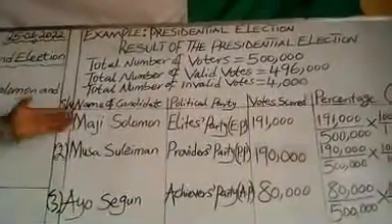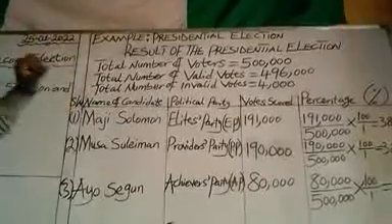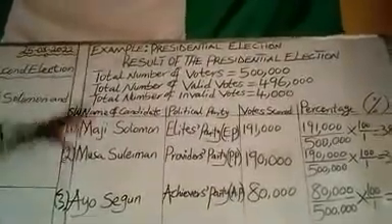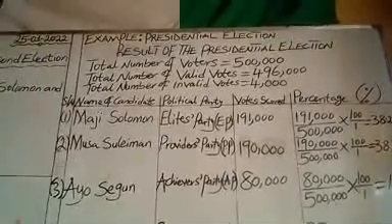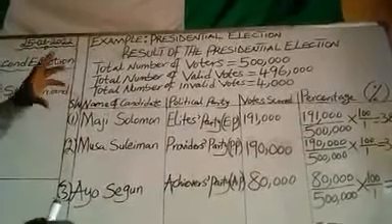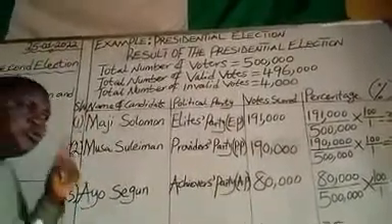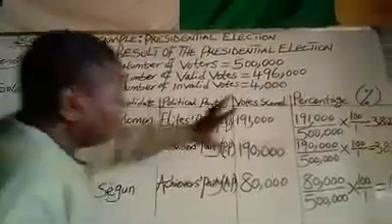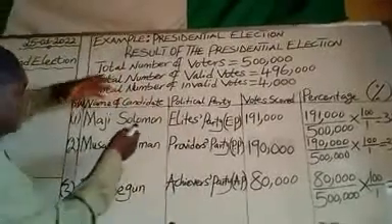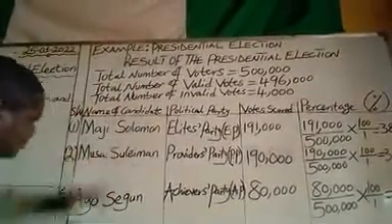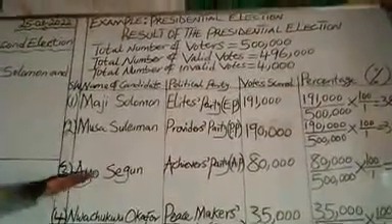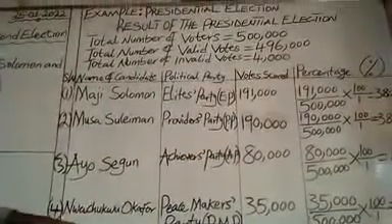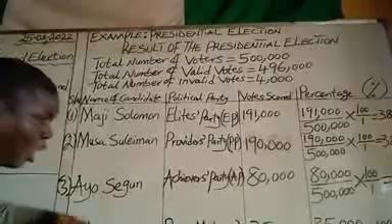Okay. Now, runoff election has to be conducted between the top 2 vote-getting candidates. And the top 2 vote-getting candidates are Maji Solomon and Musa Suleiman. Runoff election has to be conducted for these 2 candidates. The remaining candidates, Ayo Segun and Nwachukwu Okafor, are not going to participate in the runoff election.